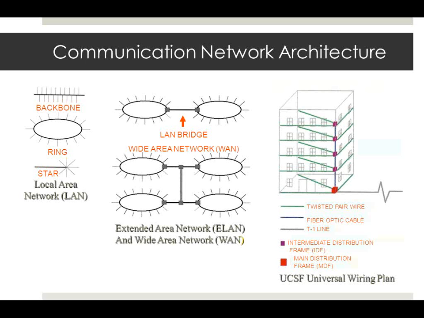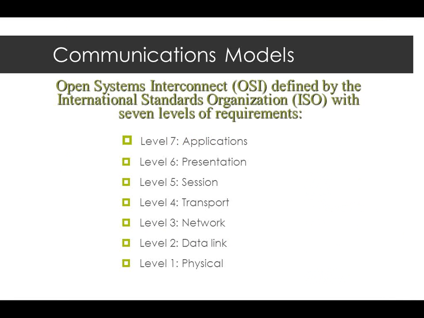at UCSF, we have the universal wiring plan. This would be, say, at Parnassus, Moffitt Hospital. You're going to have down there a main distribution frame where, say, a T1 line comes in. That will then go to intermediate distribution frames on each floor, typically with something like a fiber optic cable. And then from there, you may be doing twisted pair wire out to PCs or other devices on that floor. Okay, so that's networks and just the physical nature of wiring something up.